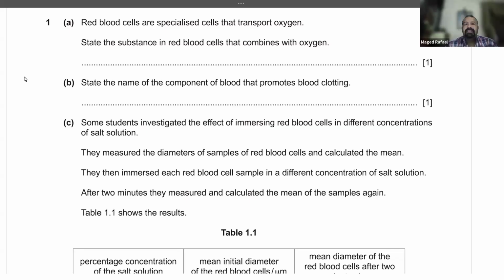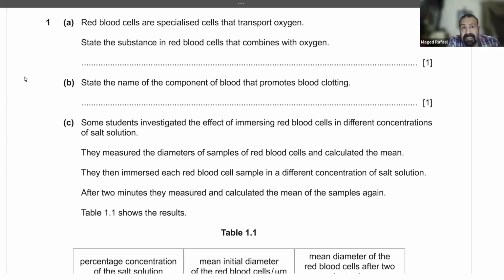So again, this is October, November 2023, variant 2. Let's go to the first question in order to save time. We will finish the meeting when we finish answering this paper, guys. It might take 1 hour, it might take 1 hour and a half. Whenever we finish the paper, we will end the meeting.